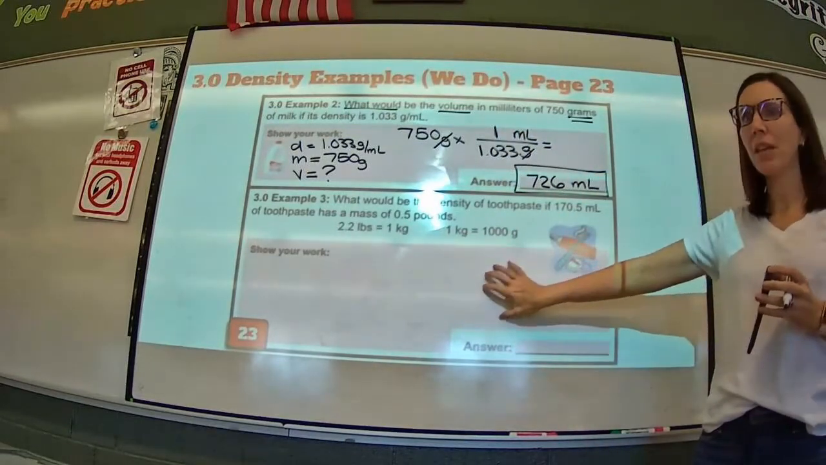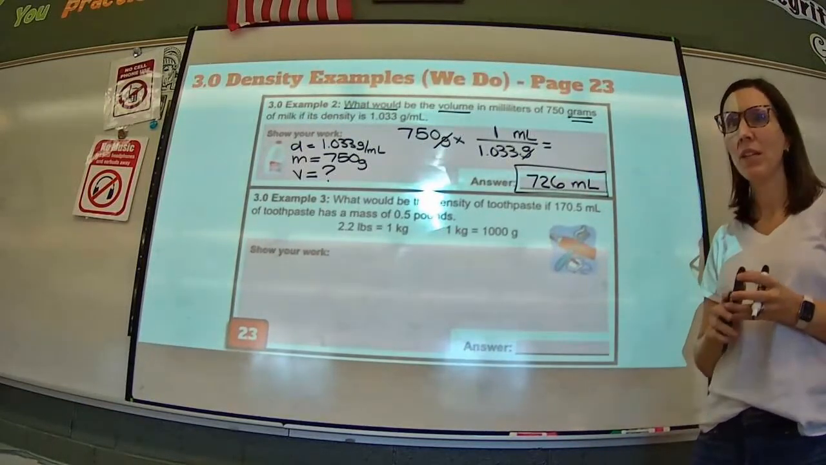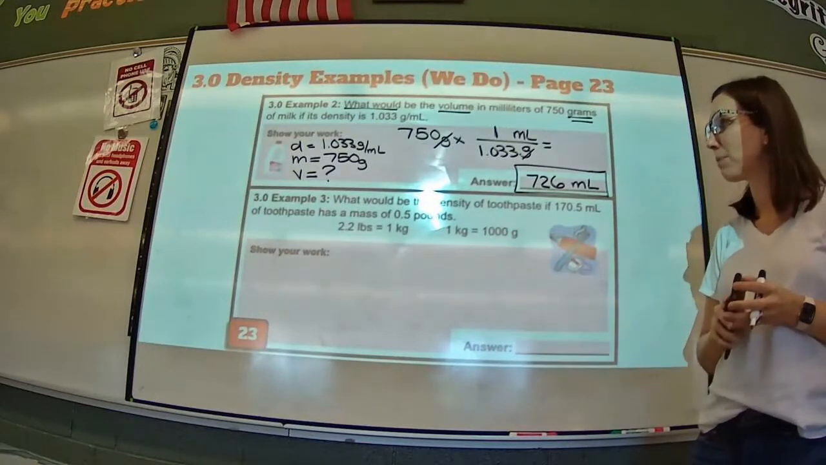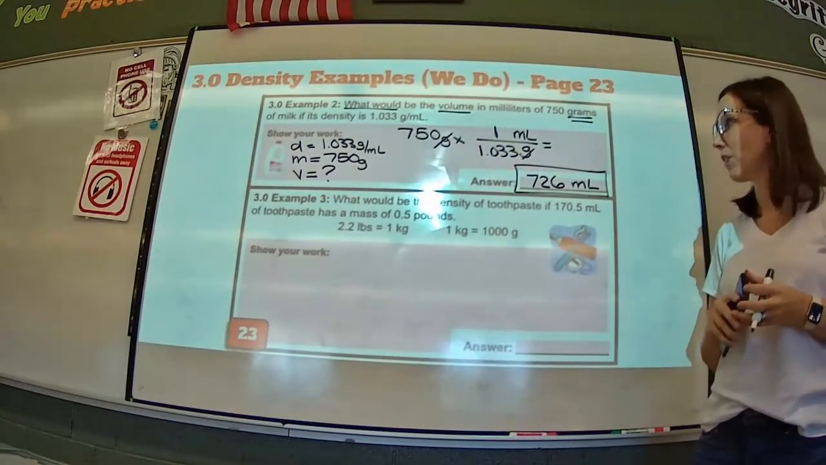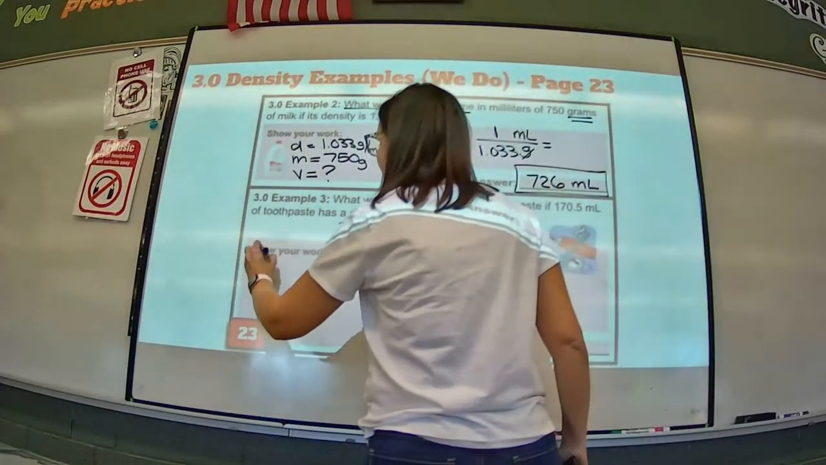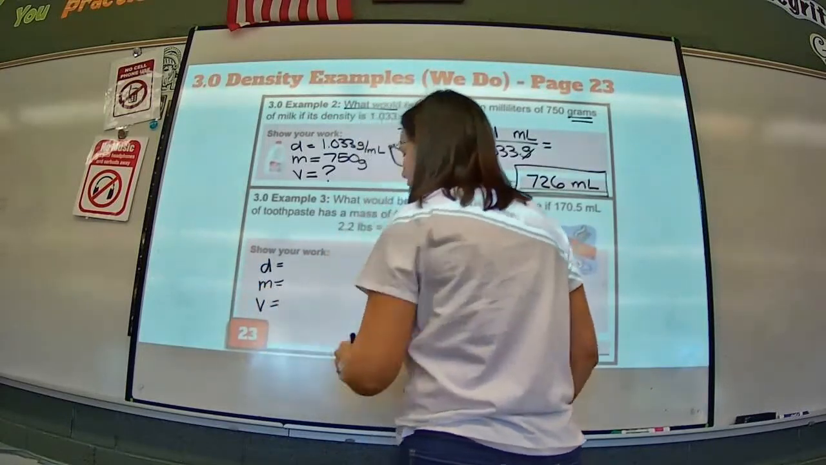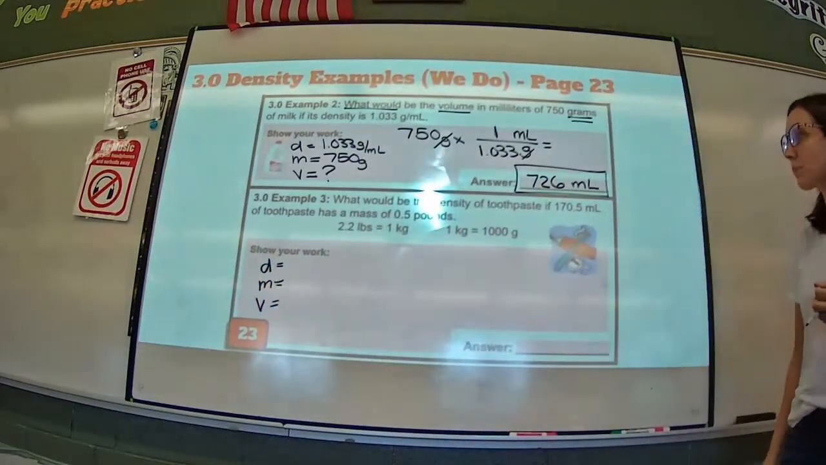So now I'm going to do my last problem here. Example problem number 3 for my 3.0s. This one we're going to have to do some unit converting. So I'm going to read through my problem, but first I'm going to do my D equals, my N equals, and my B equals, and I'm going to figure out what each of those things are.